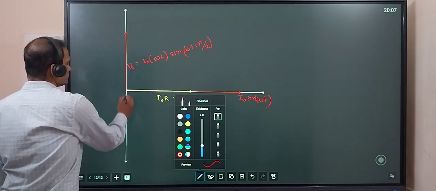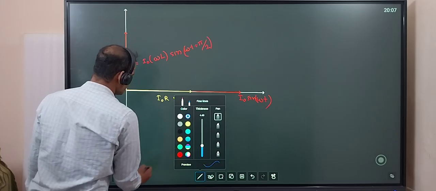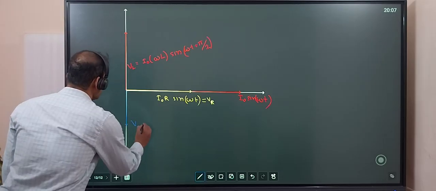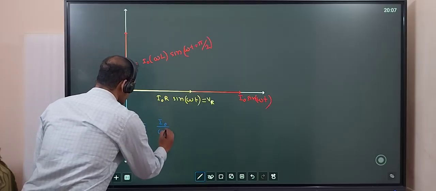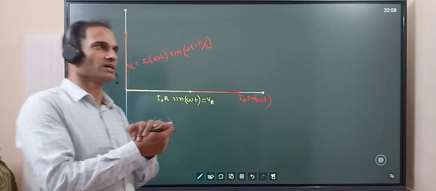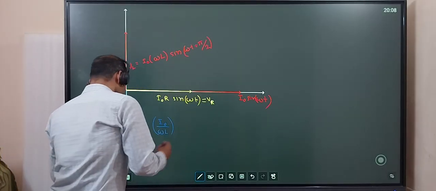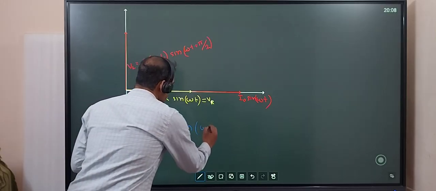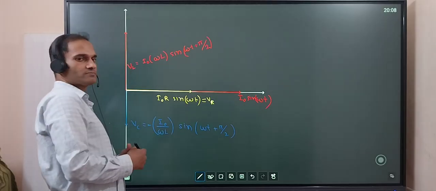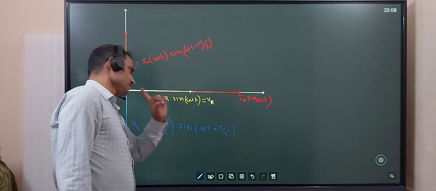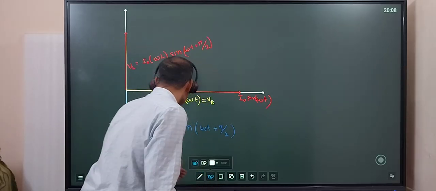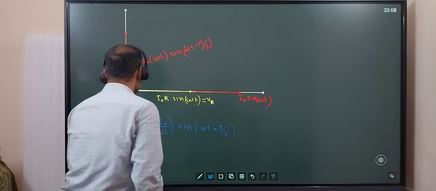And what was VC? I will show it in other color, blue. VC was I naught by omega C. This was minus cos omega t. But instead of minus cos omega t, I will write sine omega t plus pi by 2 with a minus sign. Okay, we have a different way to write. If you don't want to write minus sign, you will write this thing. Okay, I will write both things.